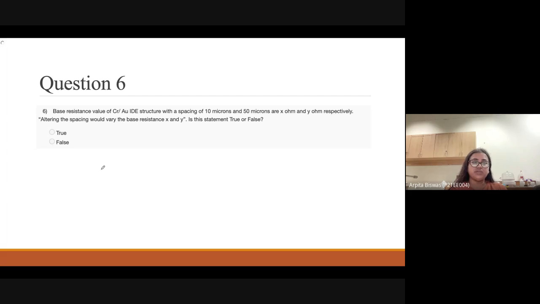So try to find out the right answer. The base resistance value of a chrome gold IDA structure with a spacing of 10 micron and 50 micron are X ohm and Y ohm respectively. Alternating the spacing would vary the base resistance of X and Y. So is the statement true or false?